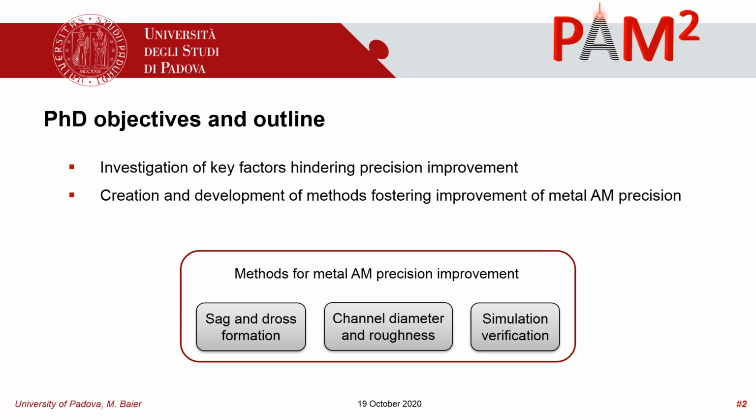The outline of this talk consists of three main blocks, as you see below. The first is a brief overview for a method to characterize sag and dross formations and obtain feedback for design and processes. The second introduces a fast method to obtain important information of internal channels. And the third displays a brief overview how CT can be used to improve AM process simulations.